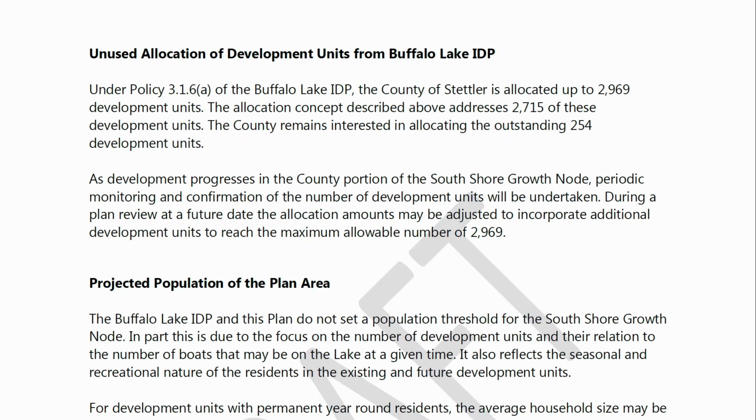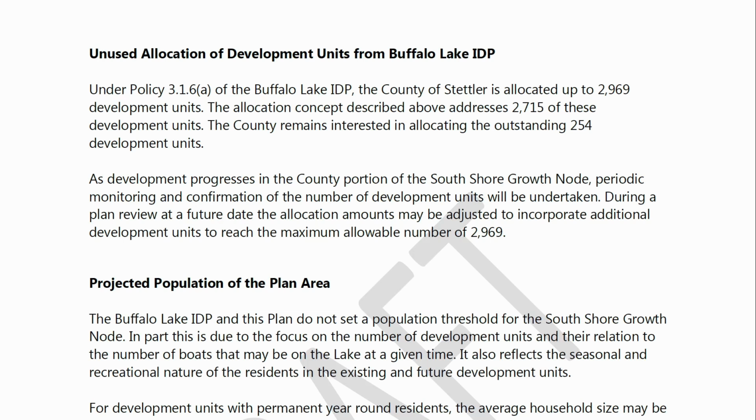The Buffalo Lake IDP allocates 2,969 development units to the county portion of the South Shore growth node. The draft South Shore Area Structure Plan accounts for 2,715 of those development units. In the long term, the county still remains interested in the potential to develop the outstanding 254 development units.